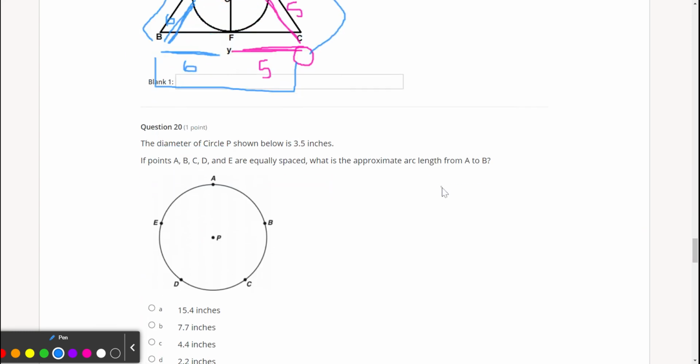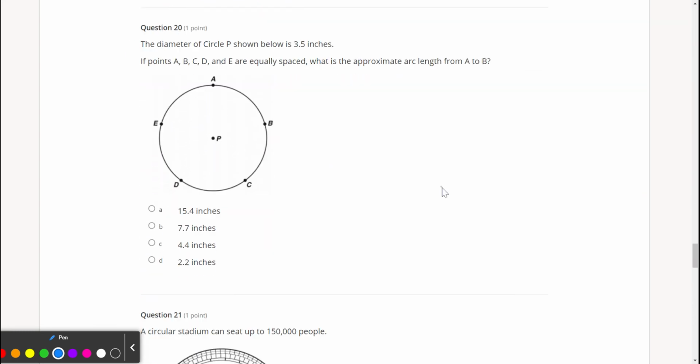We only have 6 more problems. What do you think about question 20? I think it's great. From A to B, and the diameter is 3.5. So you just do pi times 3.5.